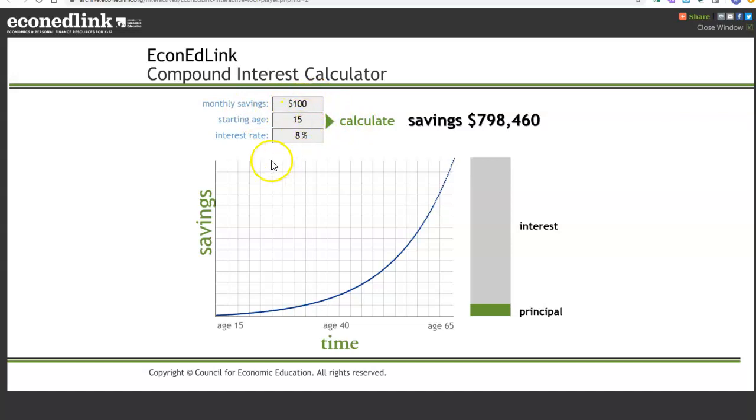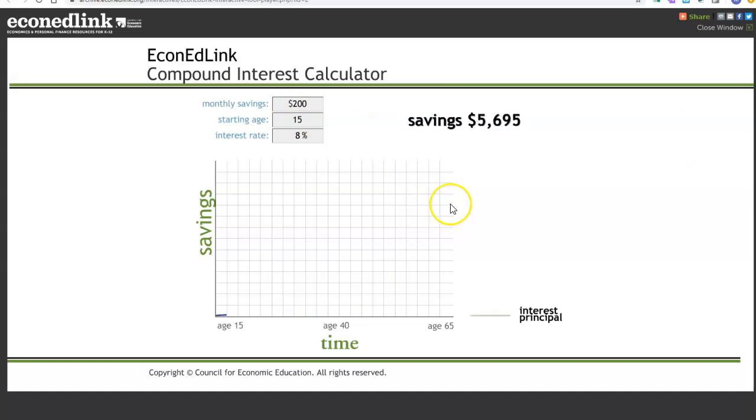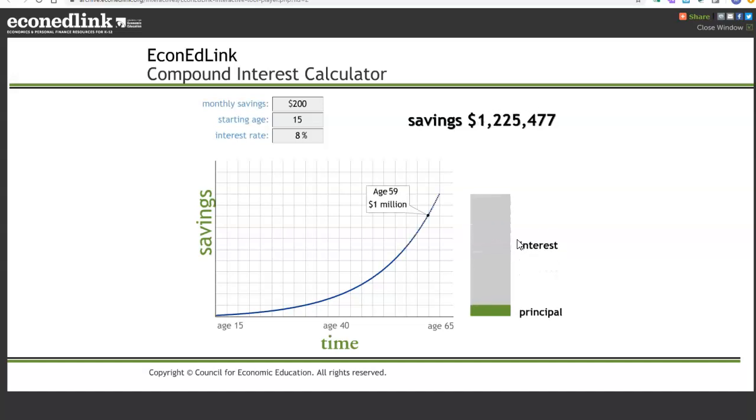You can mess around with this calculator if you Google. Well, the one that I'm using is just called Econ Ed Link Compound Interest Calculator. You can certainly play around with the numbers and say, hey, what if I double that and go $200 per month? How would that change my outcome? So if we put in $200, instead of about $800,000 at 65, would it be double? Yeah, it looks like it'd be double, so about $1.6 million. Kind of a cool thing to look at there.